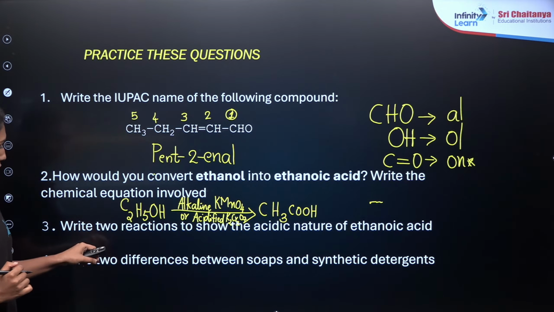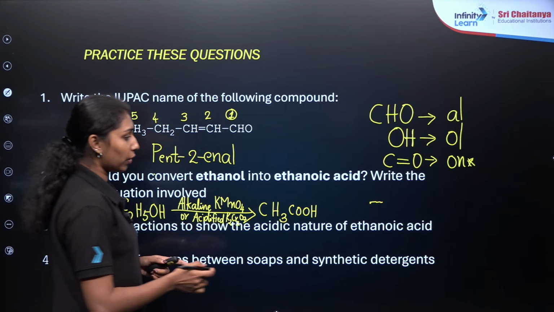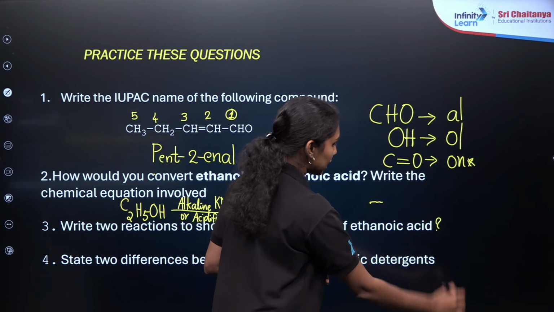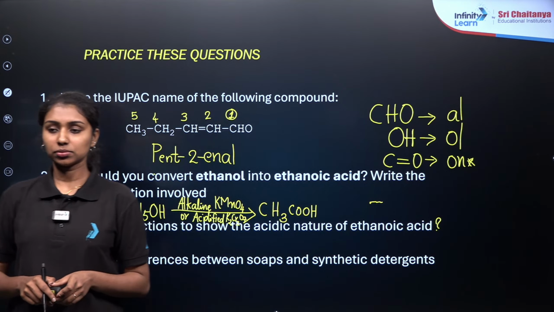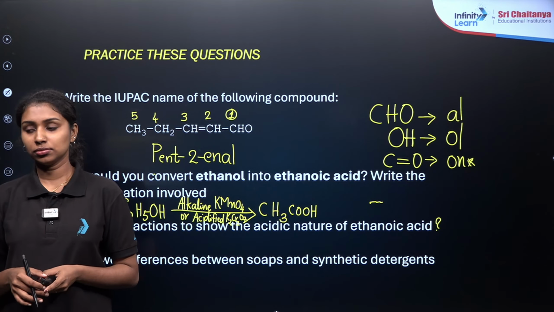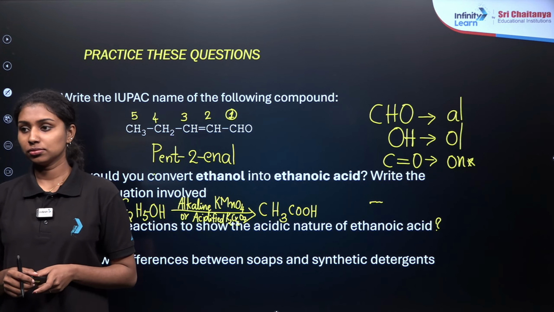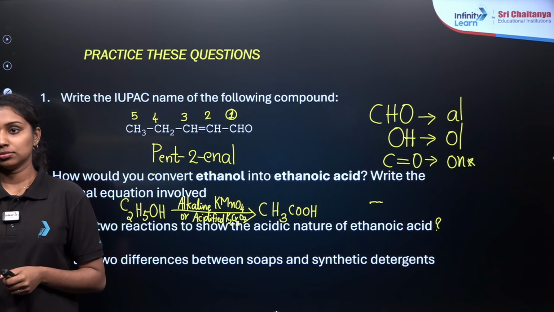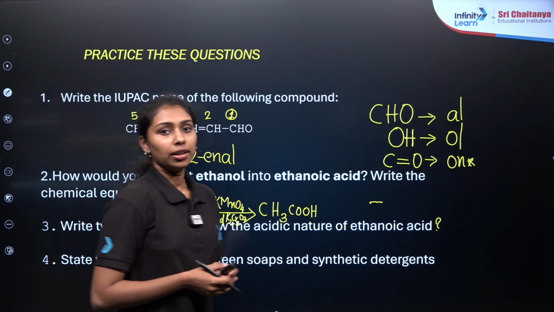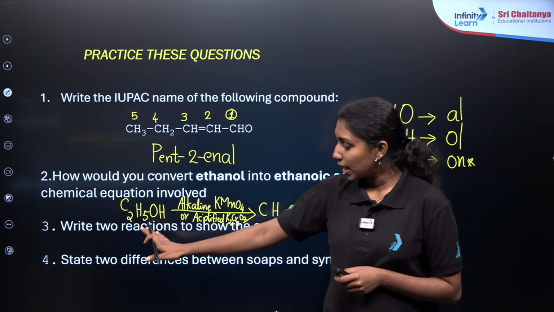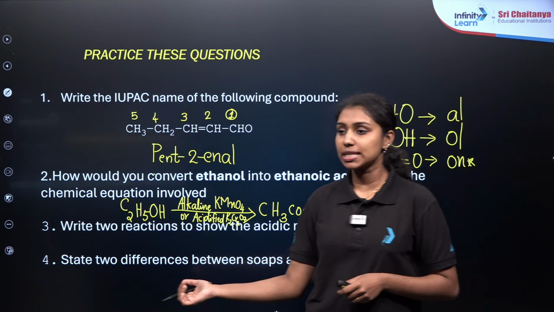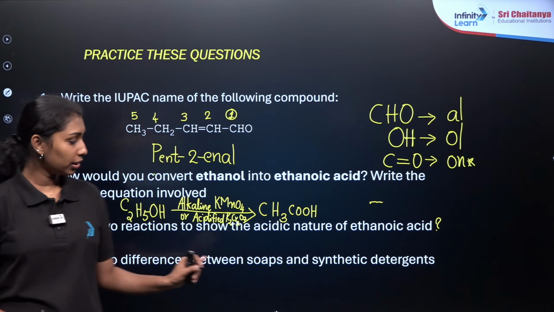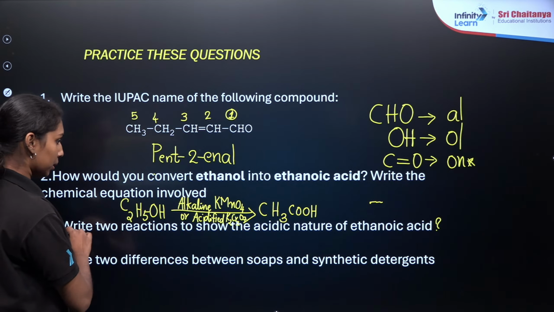Then the next question is write 2 reactions to show the acidic nature of ethanoic acid. So how can we answer this question? In order to show the acidic nature of an acid, you will be giving 2 reactions. Based on that, this acid will be reacting with any of the bases given, right? So for example, I am taking here as acid, ethanoic acid, right?